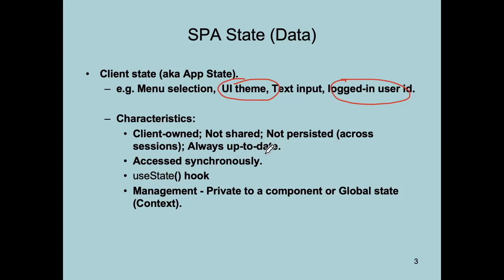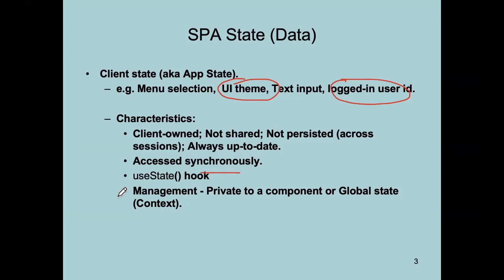This idea that it's always up to date, well, I guess it's obvious that it is always up to date within each client. It's accessed synchronously because it's local to your React app. And we know now that in the case of a React single page app, the useState hook is what we would use to store our client state within the React code base.